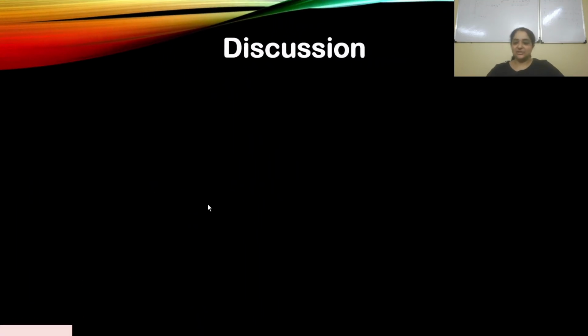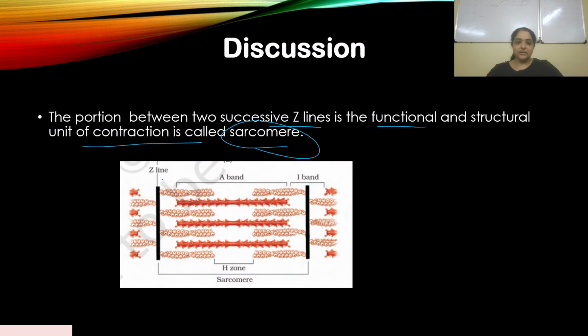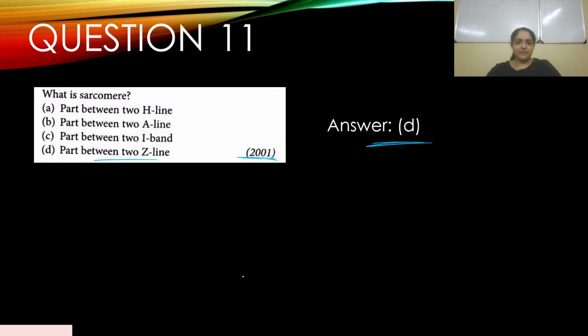Let's go to the discussion. The portion between two successive Z lines is the functional and structural unit of contraction, which is called a sarcomere. I have a diagram here. You have the Z line here and this black line over here, which is also another Z line, and this is one sarcomere. Pretty much this is all in the NCERT. Please read it. All right, next. I guess this was pretty simple. Part between two Z lines, sarcomere.